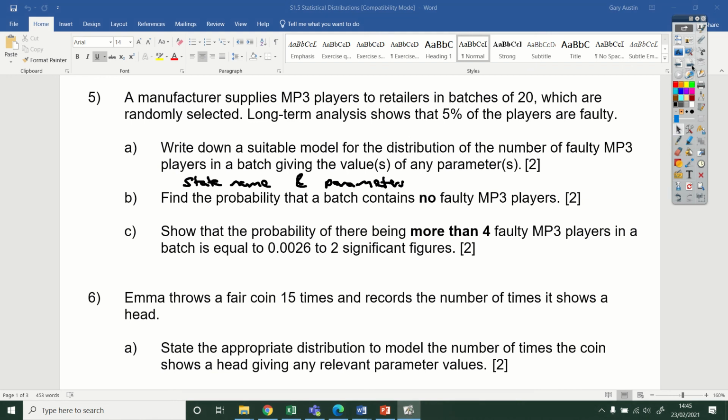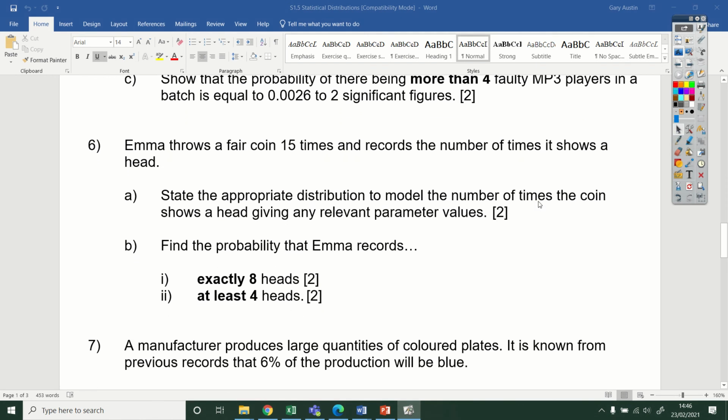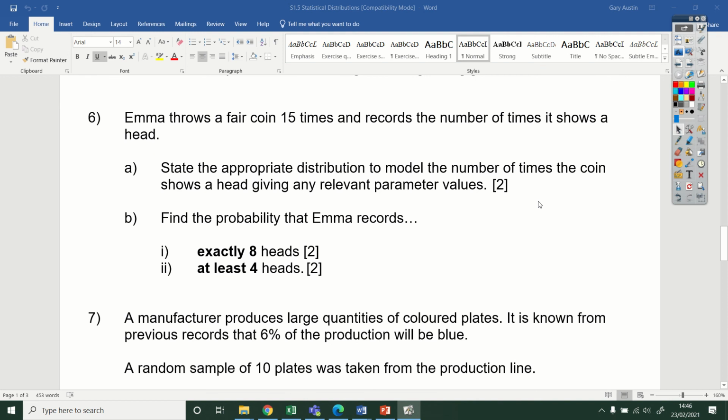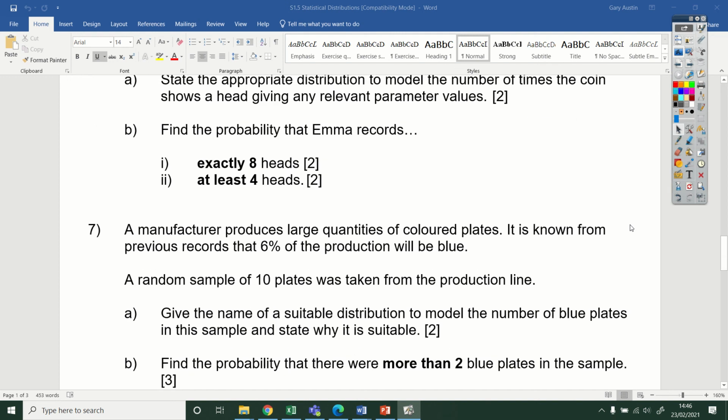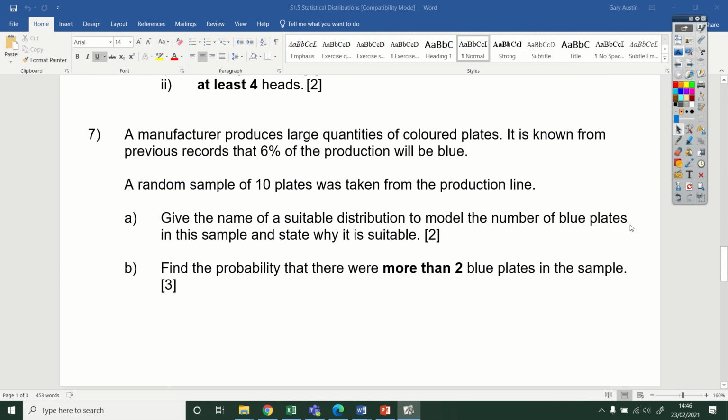Okay, that's question 5 done. Question 6. Emma throws a fair coin 15 times and records the number of times it shows a head. State the distribution again to model the number of times the coin shows a head, giving any relevant parameter values. So again, name it, state the values of all the parameters. And then we want exactly 8 heads and at least 4. Okay, another bog standard binomial question. It should be pretty easy if you follow the same advice above.